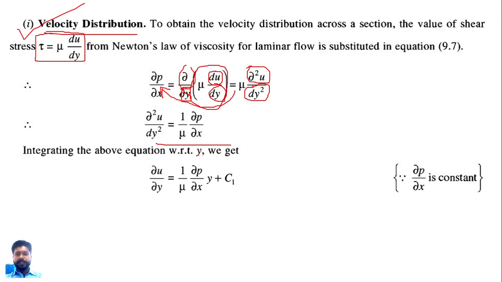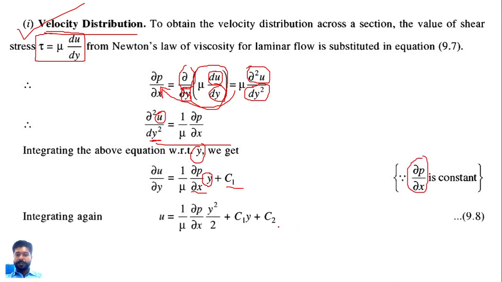Let us integrate this equation with respect to y, because we need the velocity to be independent. So del u upon del y equals 1 upon mu del p upon del x into y, plus this constant c1, because this del p upon del x is constant.